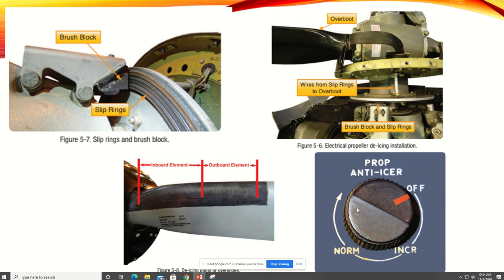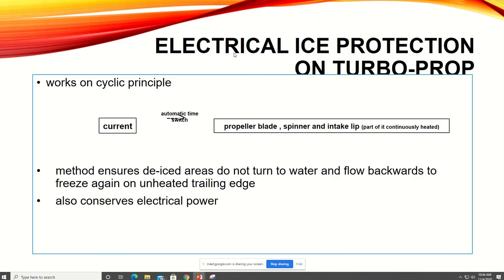So this is inside the anti-icer. Okay, this is inside the, what you call it, I just want to show lah what it is, looks like the knob or the switch, something like that. Okay, electrical ice protection turboprop, again I remind you, works on the cyclic principle. So the current flows through the automatic time switch.